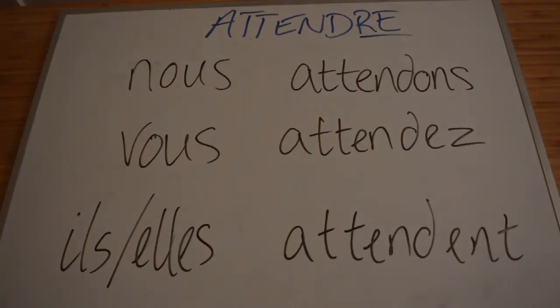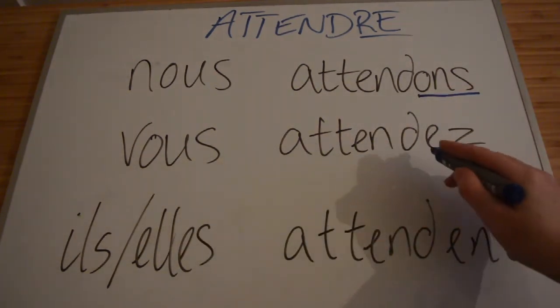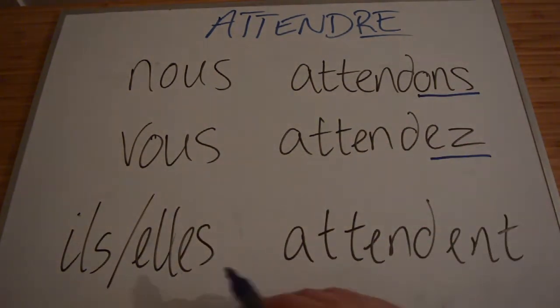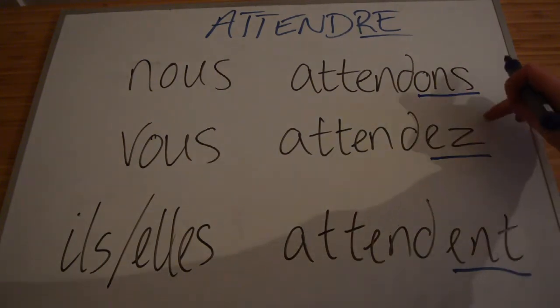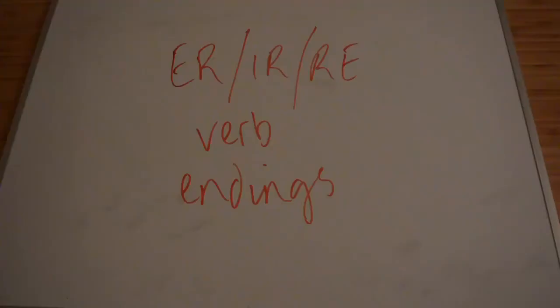Now this is where it begins to look very similar to ER verb endings. We've taken off that RE for nous, for we wait, and we've added ONS. For vous, for you wait, it's EZ, and for ils and elles, it's ENT. These are the exact same endings for nous, vous, ils and elles as ER verbs. Nous attendons, we wait, vous attendez, you wait, and ils and elles attendent, not pronouncing that ENT at the end, is they wait. So that's it, guys.